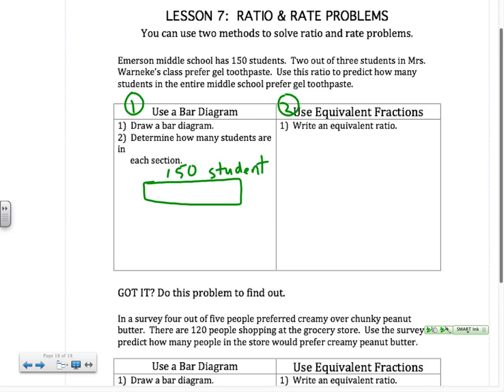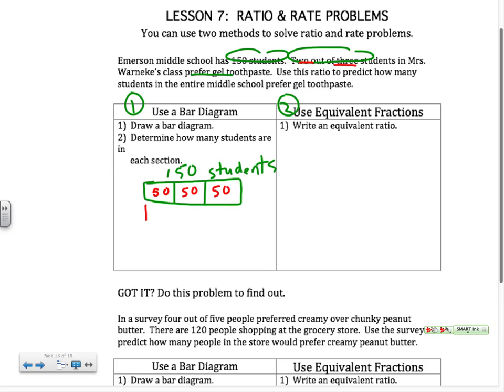All right, my ratio says 2 out of 3 students prefer gel toothpaste. So I'm going to take those 150 students and I'm going to divide them into 3 equal groups. I'm just showing you a visual of what this problem is mathematically. So if I divided 150 into 3 equal groups, each section must be 50 because 150 divided by 3 is 50. Okay. The ratio is 2 out of 3.